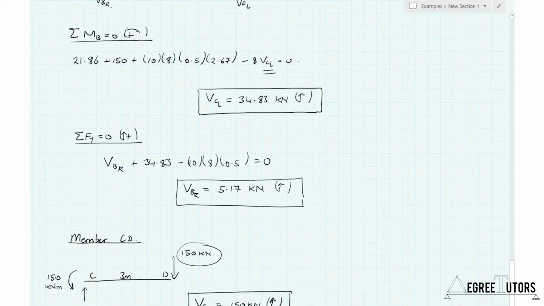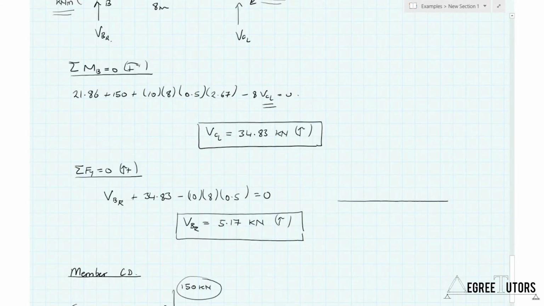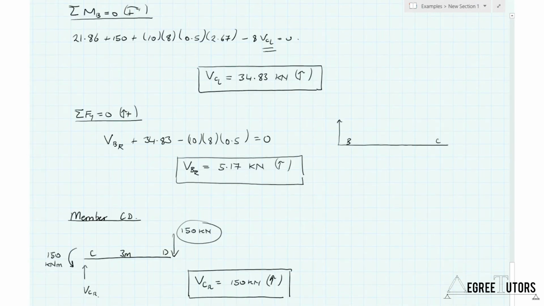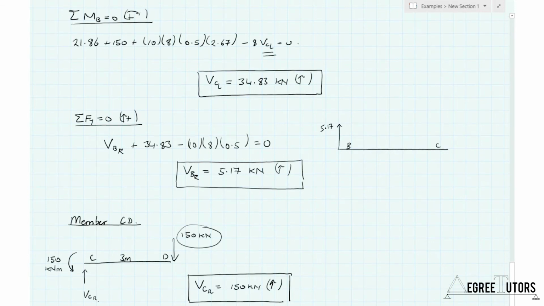At this point, it's worth jumping back up to member BC to do the same exercise, thinking about what the shear force diagram would look like for that member. If I sketch member BC out, VBR is equal to 5.17 pointing up. So if this is B and this is C, we would have our 5.17. But VCL was equal to 34.83, and that was also pointing up.